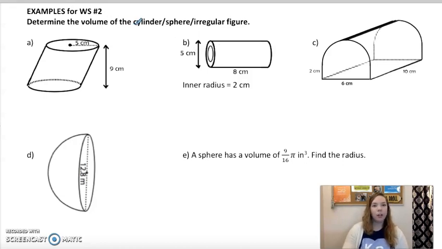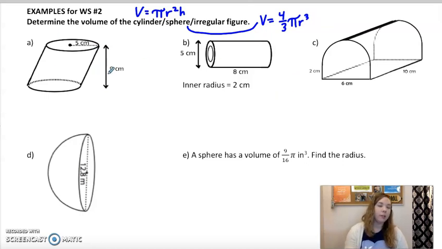So determine the volume of the cylinder, sphere, or irregular figure. So volume of a cylinder is going to be area of the base, so pi r squared times the height of the prism. For a sphere, it has its own special formula, which is also on your title page for this section, where you have 4/3 pi r cubed.